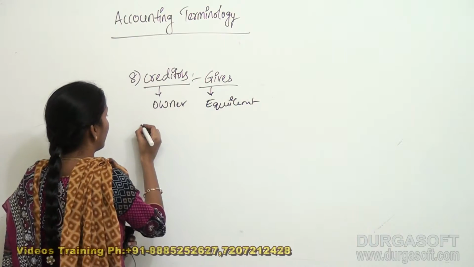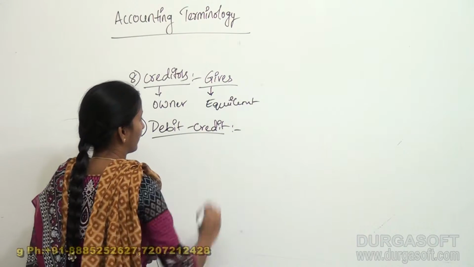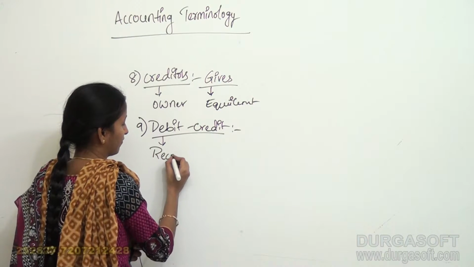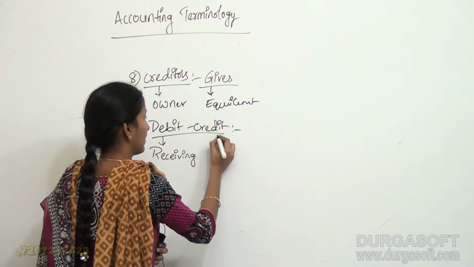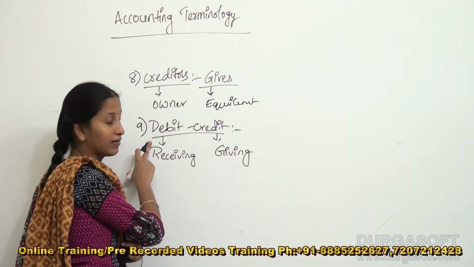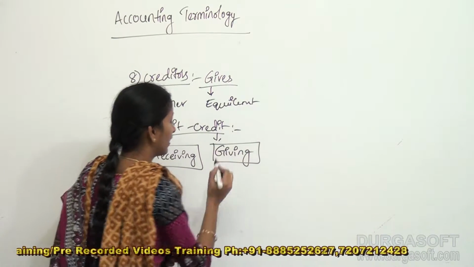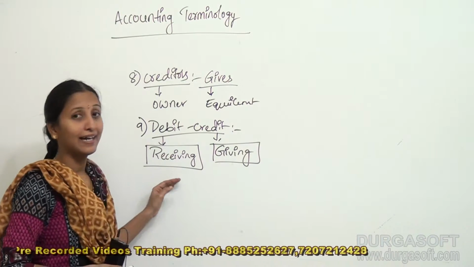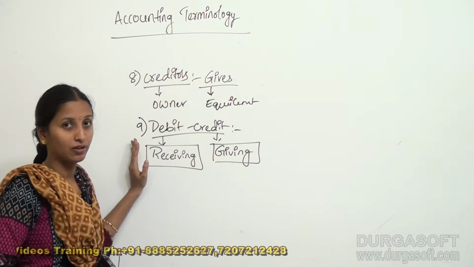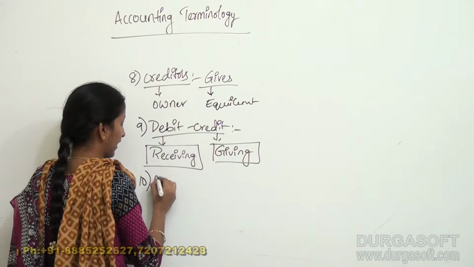And the next, the ninth one, is debit and credit. I already explained debtors and creditors; it is just the same. Debit is nothing but the receiving aspect. Credit is nothing but the giving aspect. Whatever we enter on the debit side should always be receiving, and whatever we enter on the credit side will always be giving. On one side we have to receive something and on the other side we have to give something; that is called debit and credit. So the receiving aspect should be recorded on the debit side and the giving aspect on the credit side.